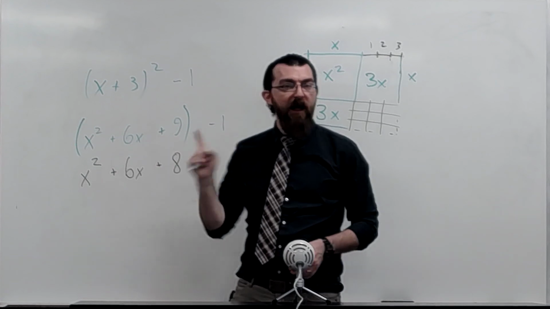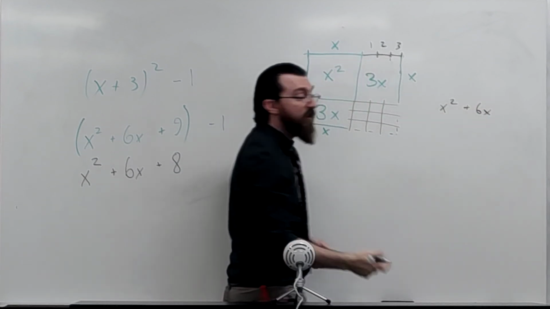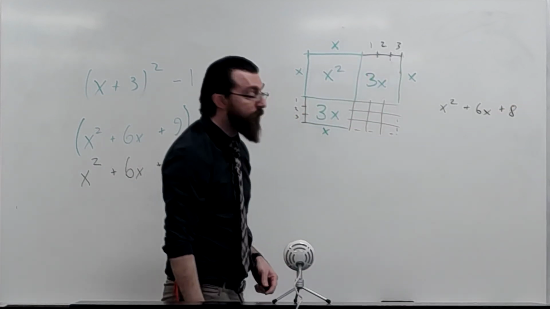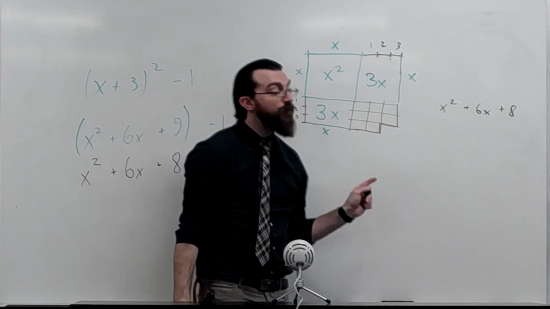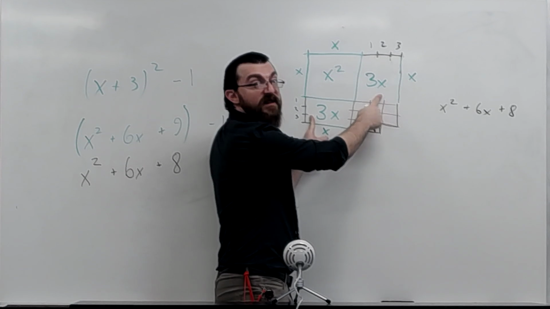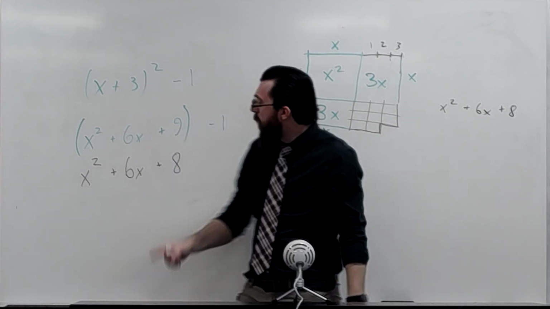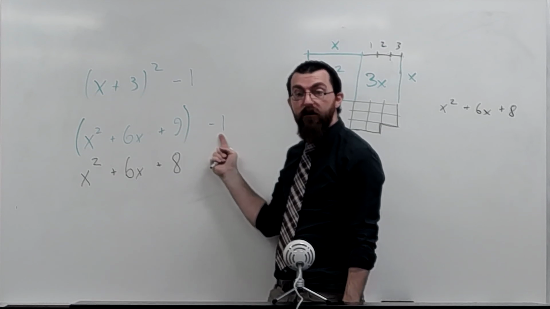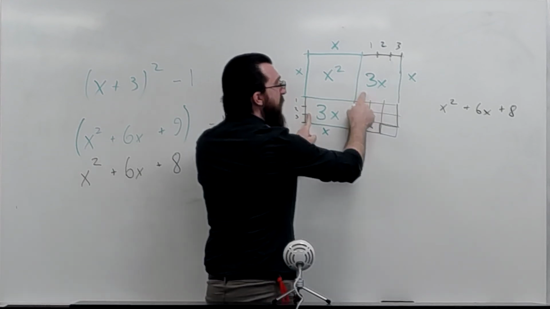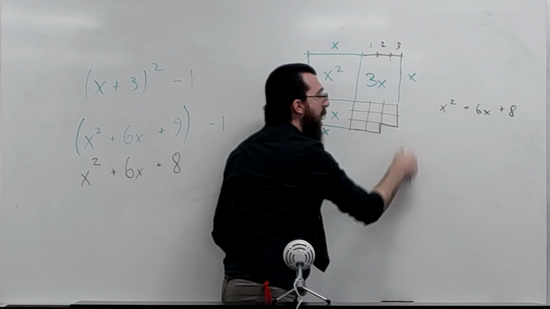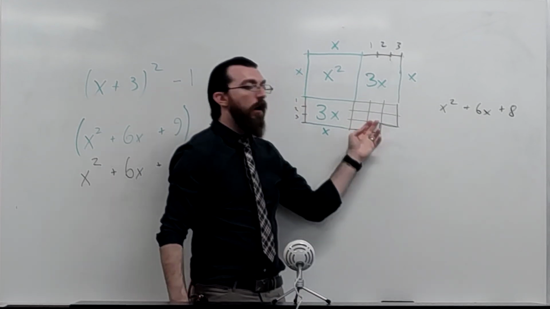There it is. Now, what would x squared plus 6x plus 8 look like? It looks like this. x squared plus 6x. 1, 2, 3, 4, 5, 6, 7, 8. Do you see the piece missing? That's the one missing piece. If you were to take x squared plus 6x plus 9 and minus 1 from it, you end up with x squared plus 6x plus 8.